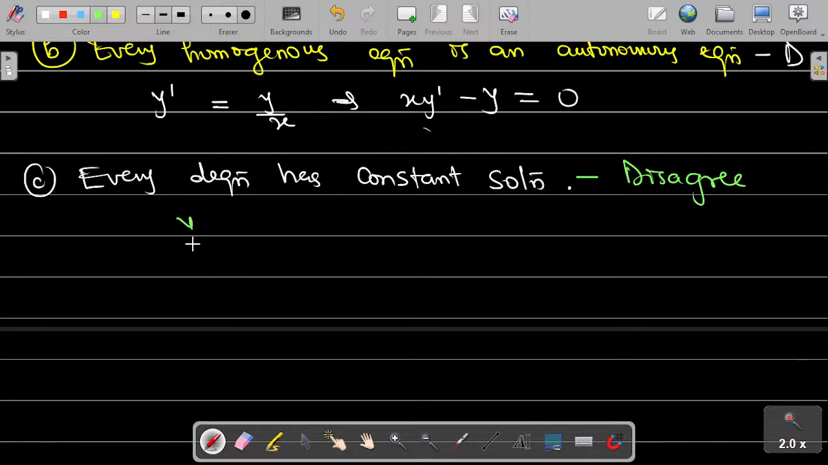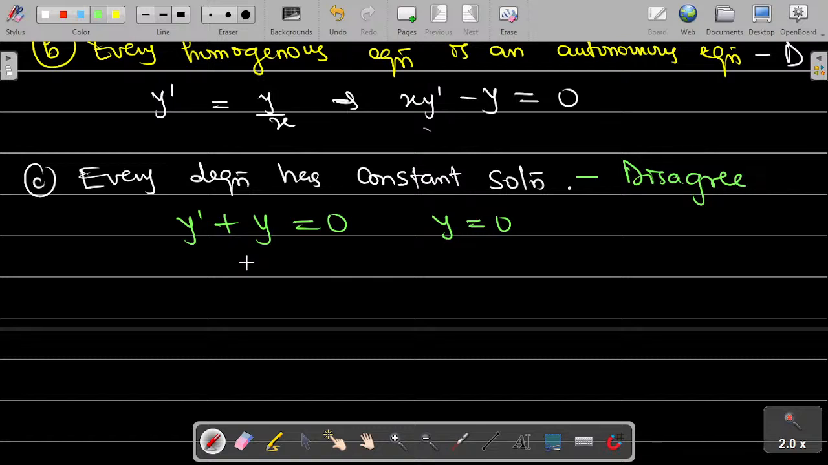If I have something like y prime plus y equal to 0, of course this equation has a constant solution, because if I make my y equal to, say, 0, you know 0 is a constant, so if you substitute y as 0 into this equation, it will be a solution. That's a trivial solution as an example.